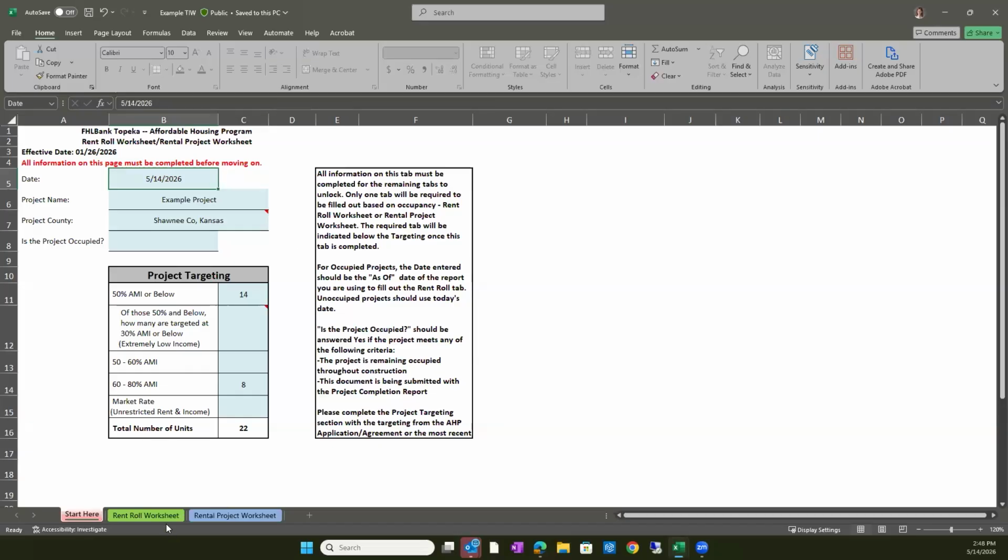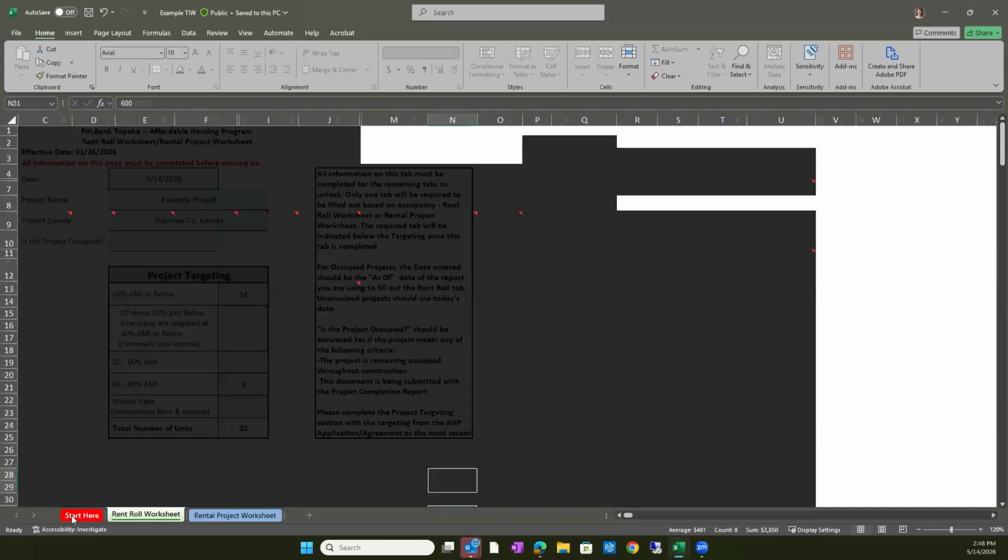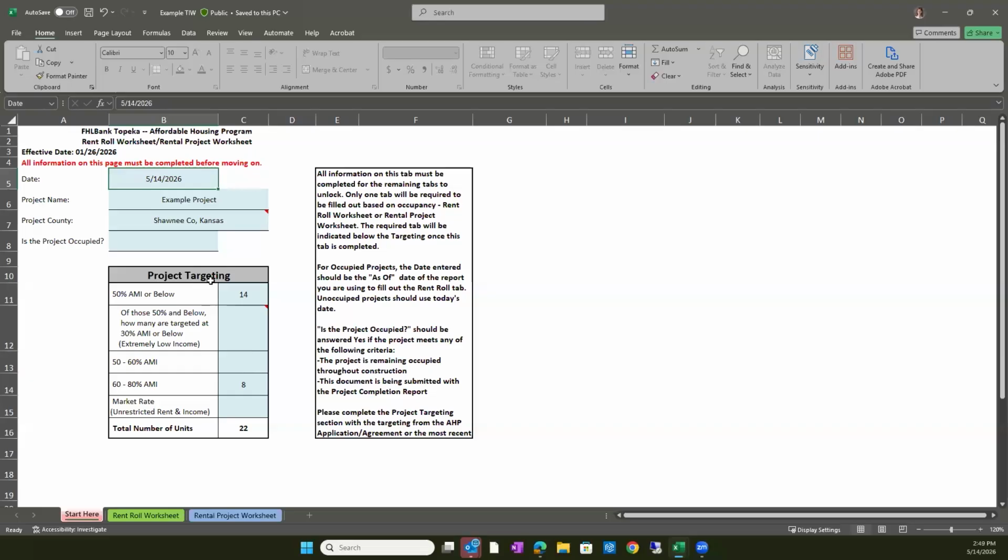The Rent Roll Worksheet and the Rental Project Worksheet will remain locked and black until you finish the Start Here tab. So please don't panic if you see it's black. You have to finish the Start Here tab before those will open. And you can see I have a field that's left blank here, which is why they are still black. Once you have completed this tab, the applicable tab will unlock.